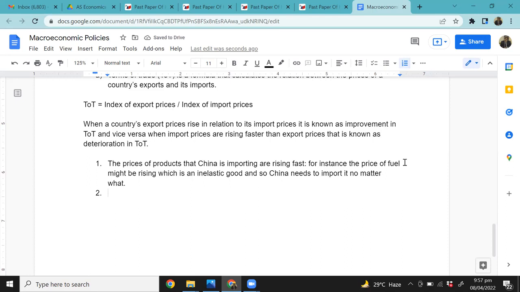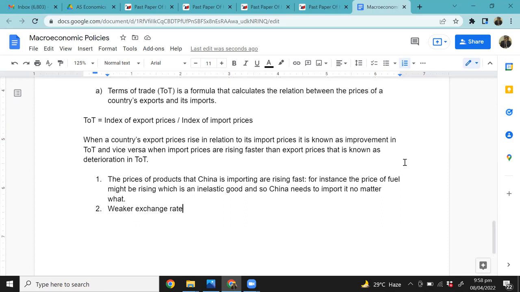Then another thing could be a weaker exchange rate. So if you have a weaker exchange rate, that means China has to give more units of its currency to buy imports. For China, you have to pay more Chinese yuan to buy those imports. And for exports, you are getting less in return. Is it making sense? Students, have a look at this.